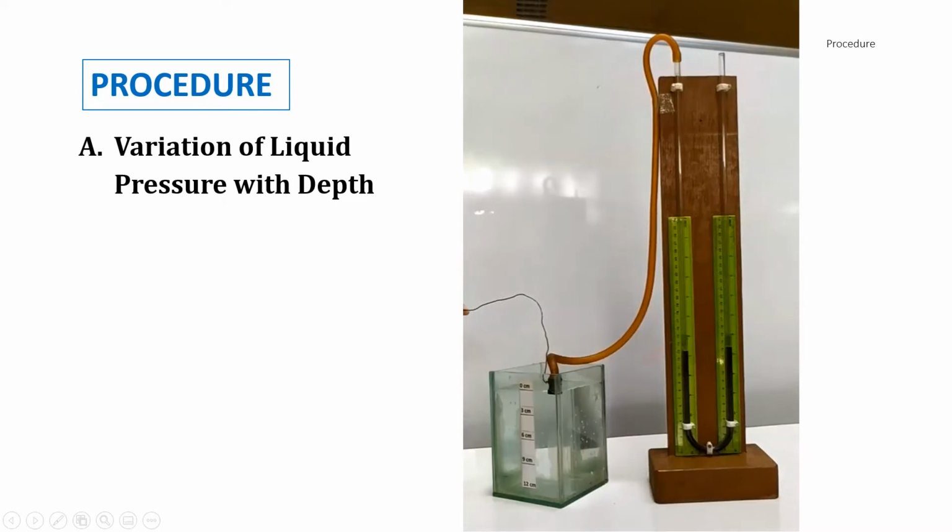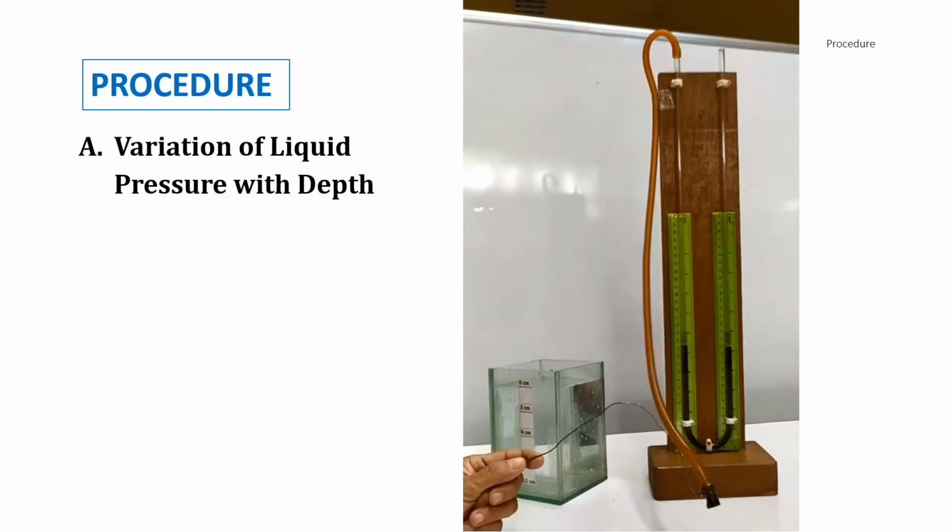Now observe how the experiment is performed. So the probe is dipped first at 0 and then at 3 cm, at 6 cm depth, and at 9 cm depth. So at each position, you have to read the column of water, OQ for the closed arm, and OP for the open arm, and record. So you will be collecting the data on the data collection part in this video.